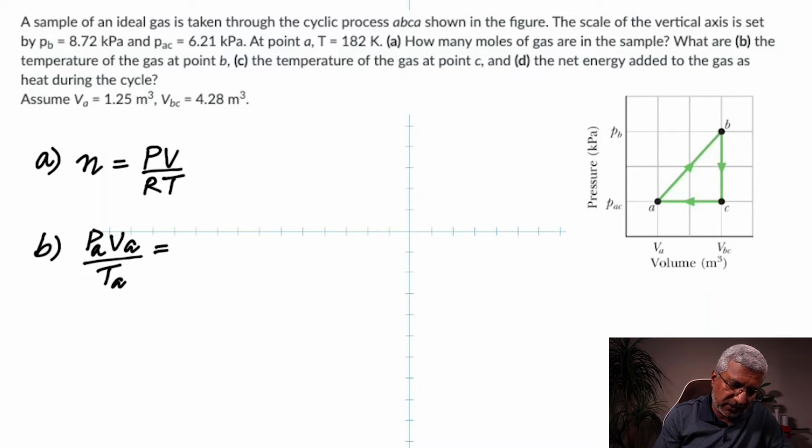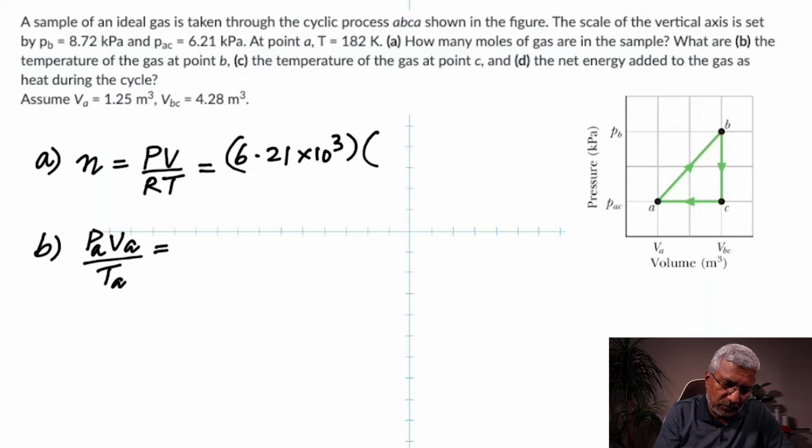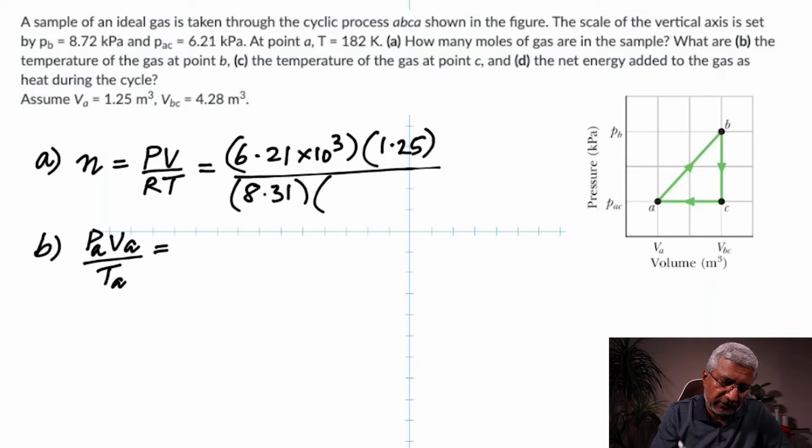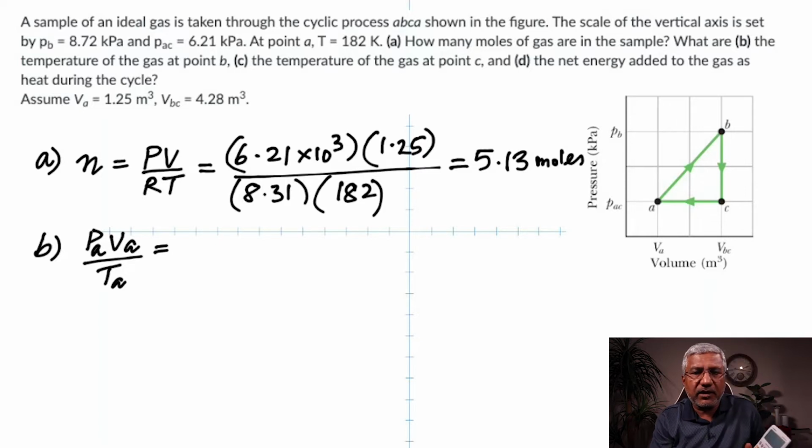Because I need to slow down too sometimes. So the initial pressure at AC was 6.21. So 6.21 times 10 to the power 3 times the volume, initially the volume was 1.25 meter cube, divided by R, which we know is 8.31, times the temperature at A, 182 Kelvin. Who got the answer? 5.13 moles, right? Can somebody second that, please? No? Anybody to second that number? Well, I'll just believe you and go on.